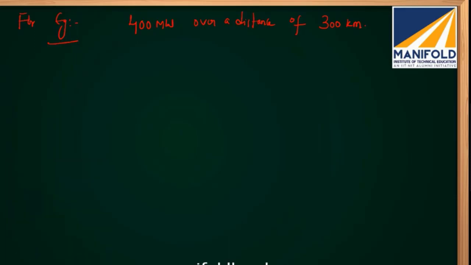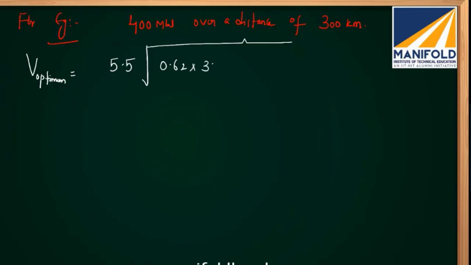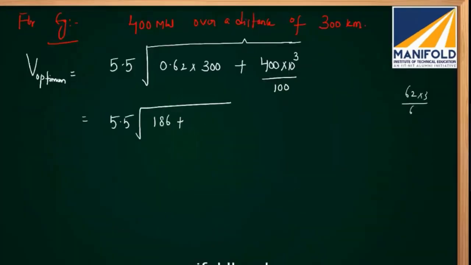So how do I apply the formula? The optimum transmission voltage is 5.5 into square root of (0.62 multiplied by 300 kilometers, the length, plus 400 into 10 cube, because here we have to substitute the power in kilowatts. 400 megawatts means 400 into 10 cube kilowatts, divided by 100). You calculate this value and tell.